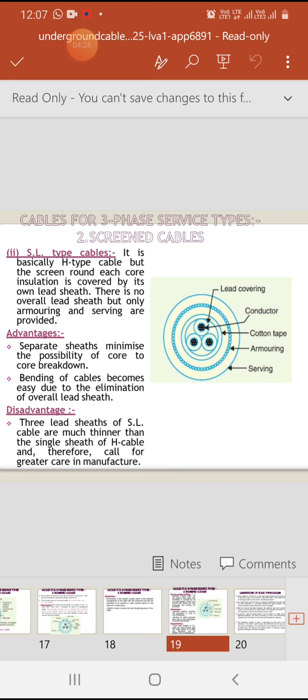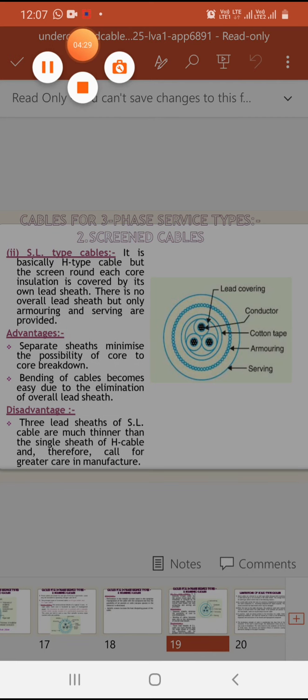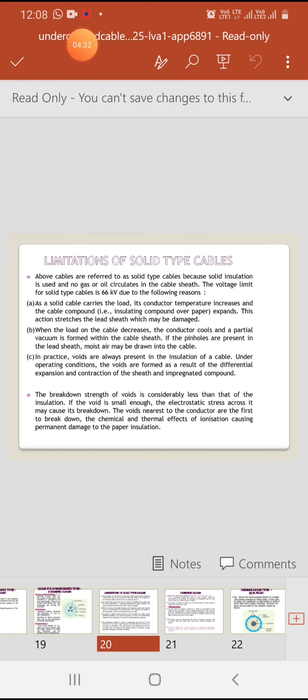Now I want to talk about the limitations of the solid type cables we have discussed. These types of cables or constructions, that is our SL type and H type, are referred to as solid type cables because solid insulation is used and no gas or oil circulates in the cable sheath. The voltage limit for solid type cable is up to 66 kV due to the following reasons.